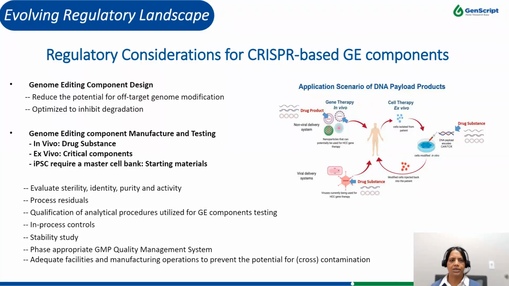In all these scenarios, the FDA mandates that the sponsor focus on several key aspects. First, the stability, identity, purity, and activity of the gene editing component must be thoroughly evaluated. Second, monitoring for process residue or impurity is crucial. Third, the analytical methods used to assess the gene editing component must be qualified, and appropriate process control should be implemented during the gene editing component manufacturing.